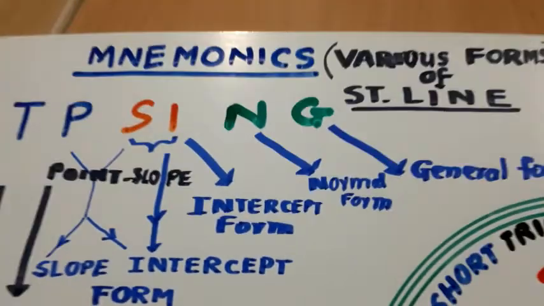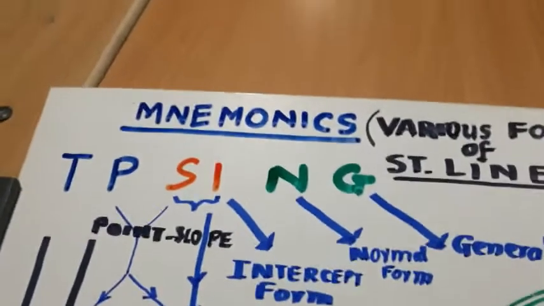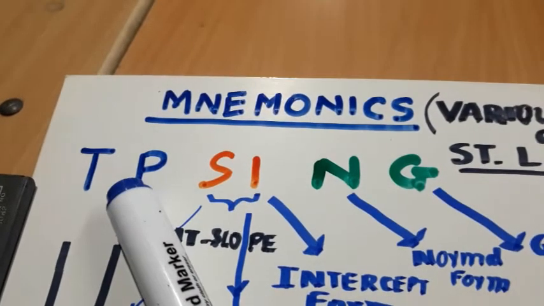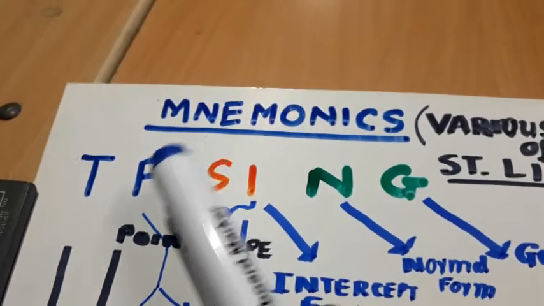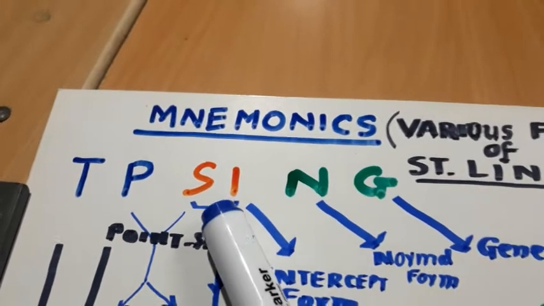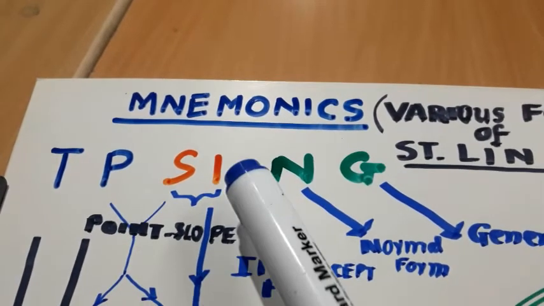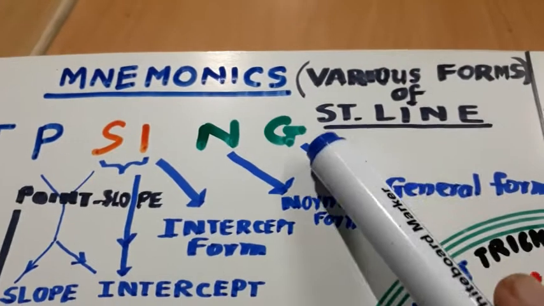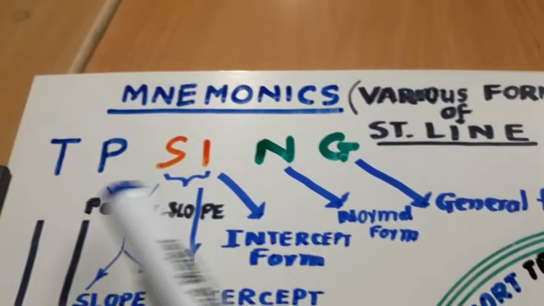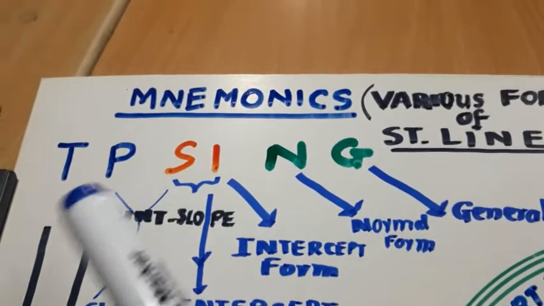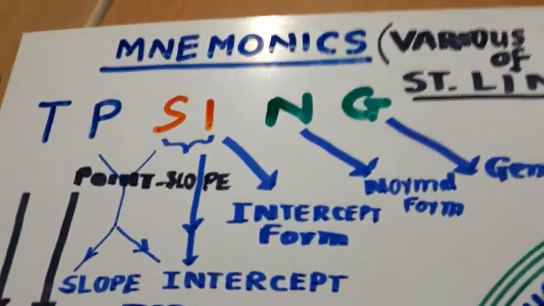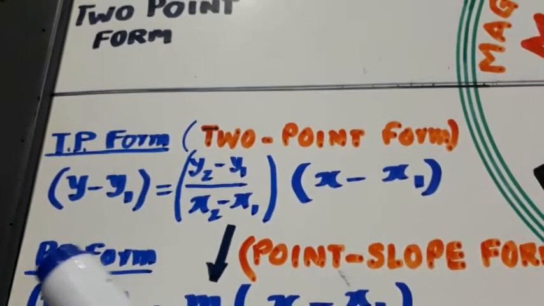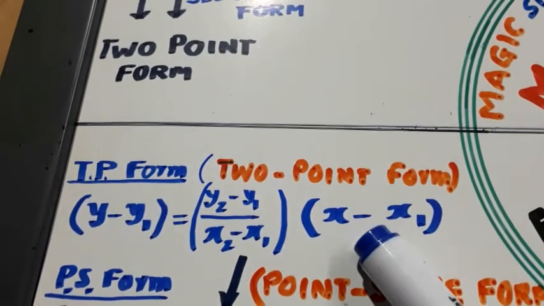First of all, this is TP Singh. TP, 2 point, PS, point slope, SI, slope intercept, I, intercept, N, normal form, G, general form. All the forms are hidden in this. Now, 2 point form. This is the 2 point form.